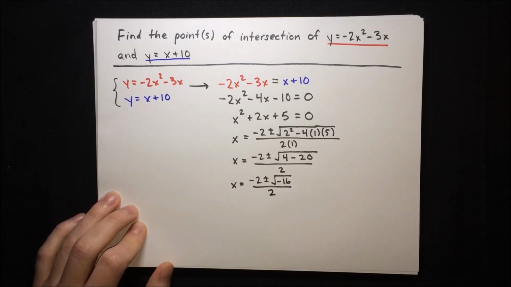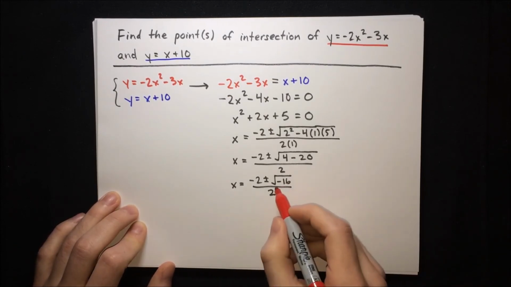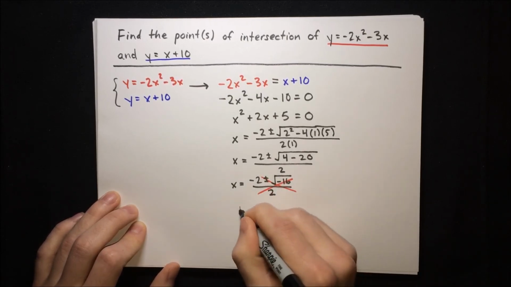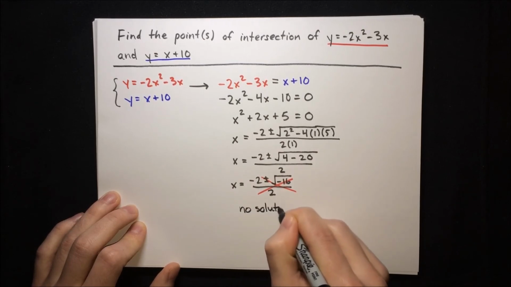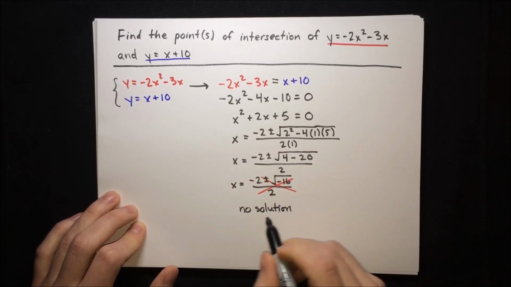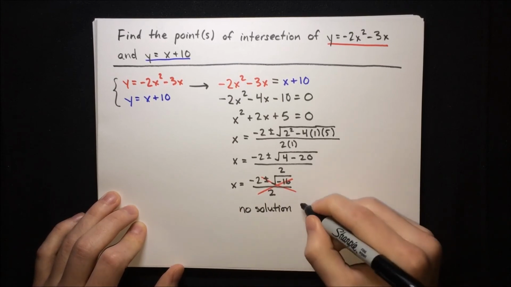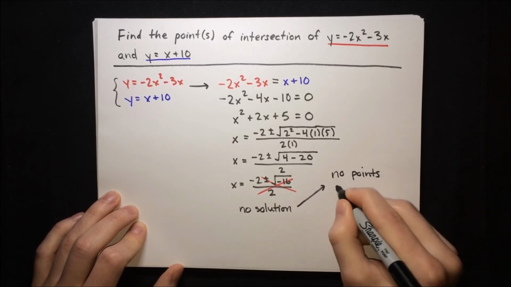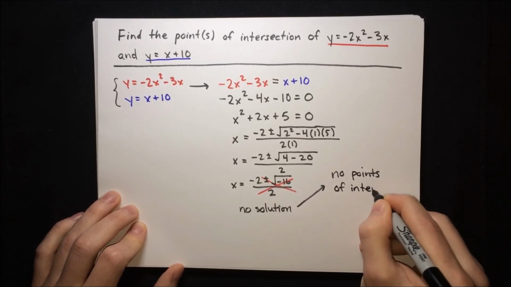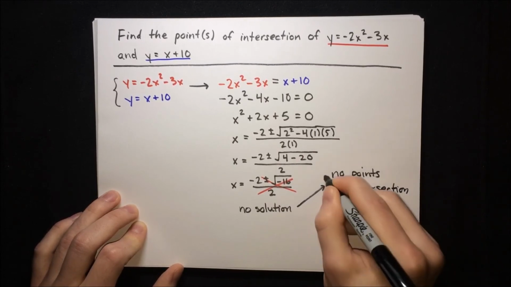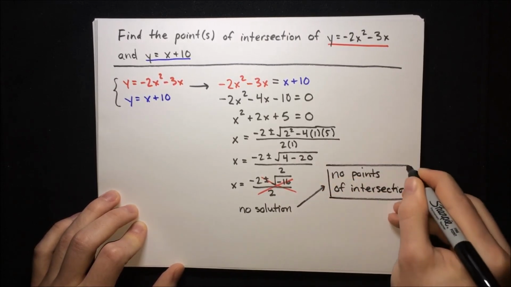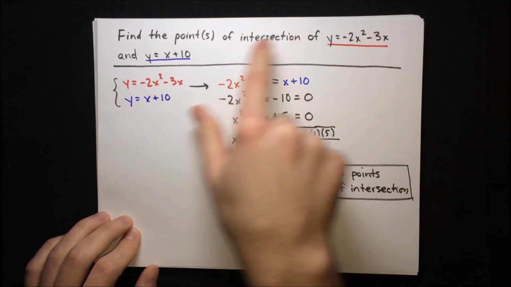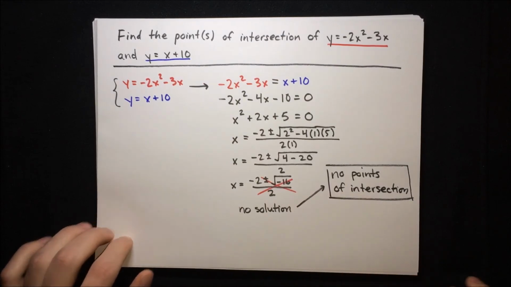Now this square root of negative 16 is an imaginary number. So there's no real solution. That means there's no solution in the real numbers that we can see in the plane. So that means that there are no points of intersection. And that's our conclusion. These two curves, this quadratic and that line, don't intersect at all.